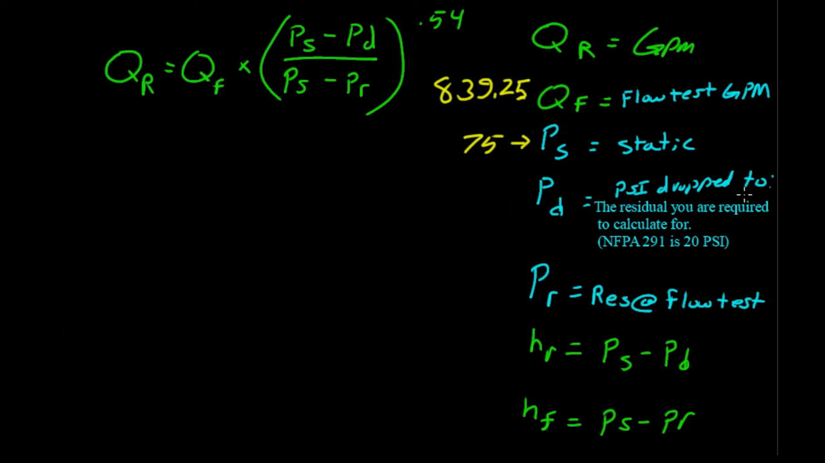Now, the pressure dropped too. This is the residual you're required to calculate for. So for NFPA 291, it's 20 PSI. Most cities are going to want you to calculate to 20. So we'll just take the number 20. We'll put it there. And then residual pressure during your flow test was what? It was 55 PSI. So that's what those numbers mean.